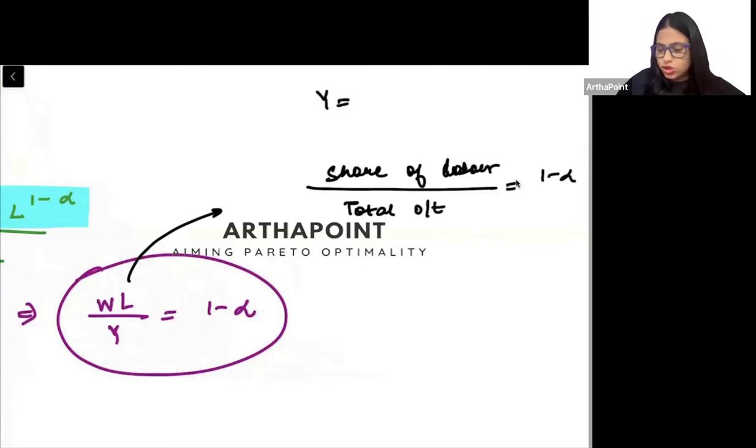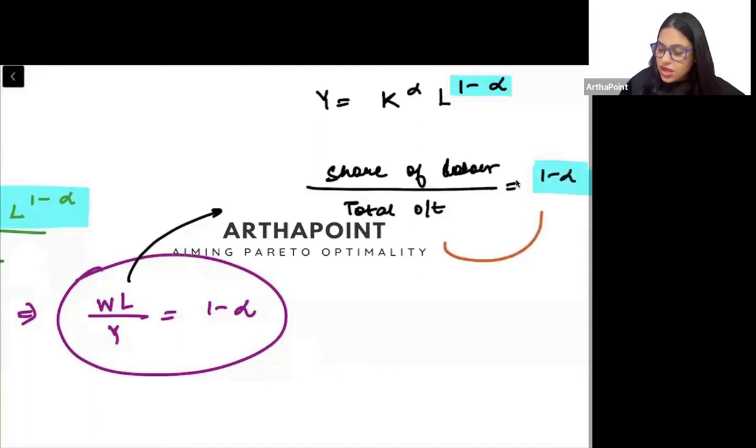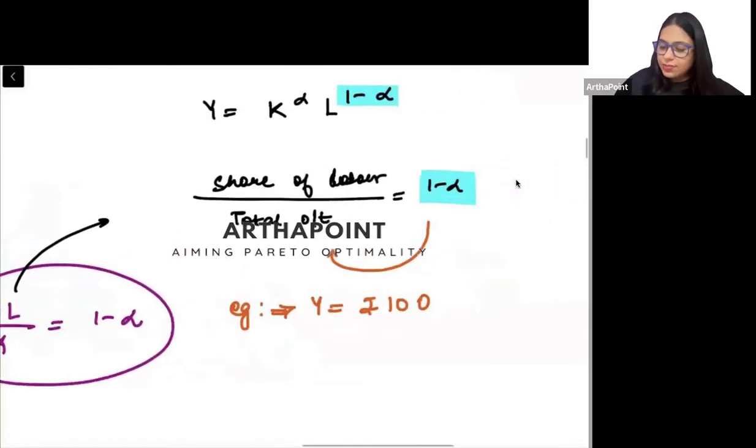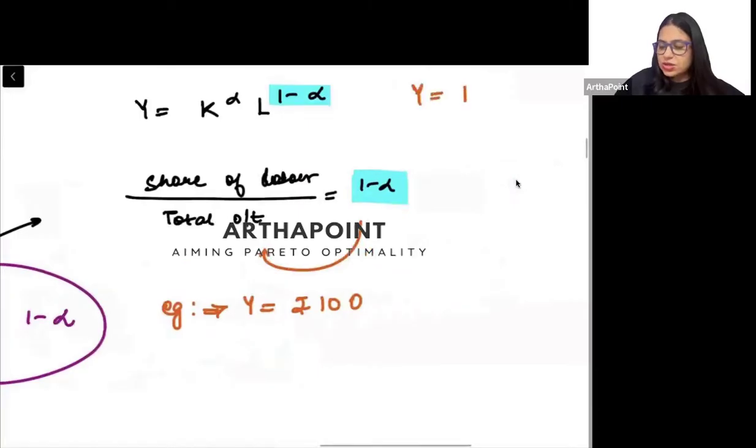When we wrote this production function, I was getting this as K to the power alpha, L to the power 1 minus alpha. So this power of 1 minus alpha basically reflects how much will be the share of labor in the total output. So for example, if I tell you that the total value of output is 100 rupees, and my production function looks like this, Y is equal to K to the power 0.7, L to the power 0.3.